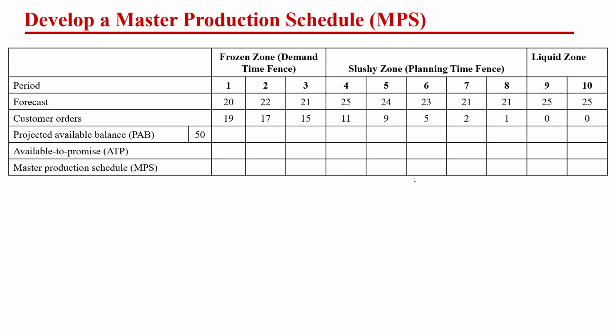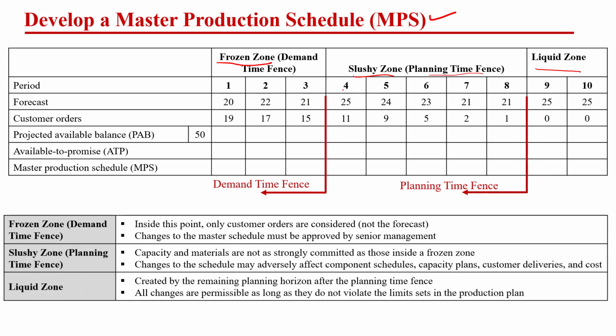Here I am mainly talking about the three types of time zones, because when we are developing a master production schedule, there will be three time zones. One is called a frozen zone, another is called a slushy zone, or the planning time fence, and the third is a liquid zone. It is not compulsory that you develop the frozen zone for three periods. It's totally up to you whether you want to freeze this time period for 1 month, or 1 week, or two periods, or three periods, or four periods. It's totally the management decision.